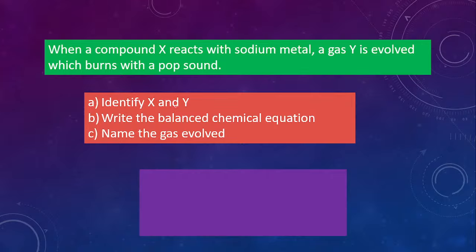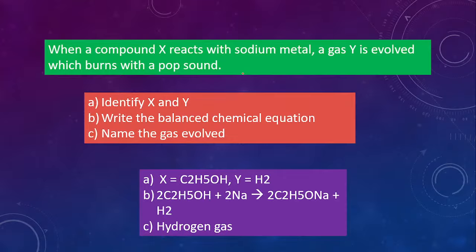Okay, so you have to tell me what is compound X that will react with sodium metal and gas Y will be released, which creates a popping sound. So hydrogen gas ही होता है जो popping sound create करता है, right? So Y will by default be hydrogen, and X will be ethanol. Okay, so ethanol when it reacts with sodium forms sodium ethoxide and hydrogen gas. So C2H5ONa is sodium ethoxide. Okay, and the gas evolved is hydrogen gas.